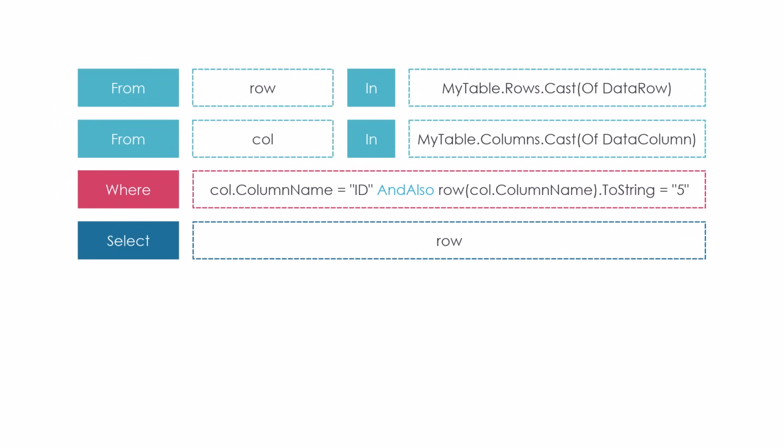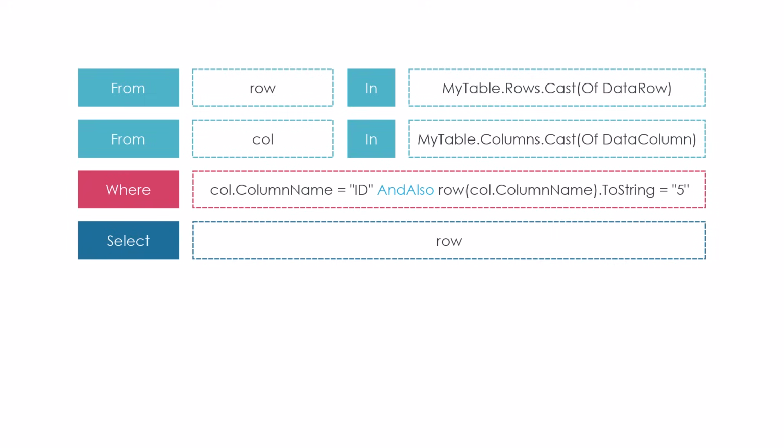This query is to filter the table and to get only the rows where the ID is equal to 5. This is not a good or performant query, because I don't really need to iterate the rows and columns to filter the table. I can only iterate the rows to get the same result. This query is only to show you how to use more than one from clause in one query.